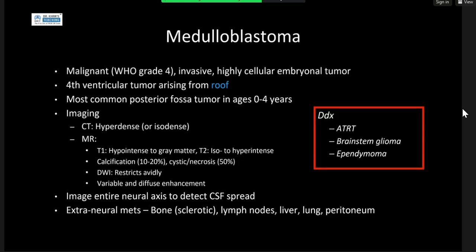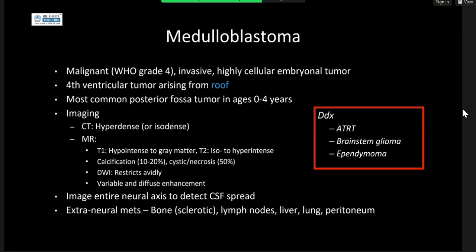The thing here is that if your child is quite young, say below 3 years old, you've got to think about ATRT. There's no real differentiating imaging feature between ATRT and medulloblastoma, just that ATRT can be more homogeneous.